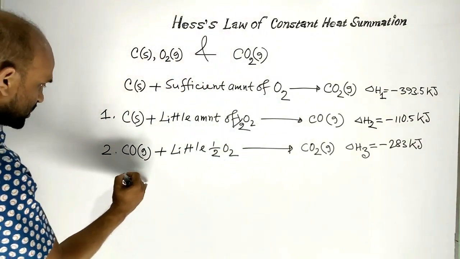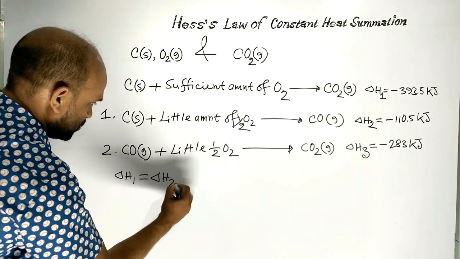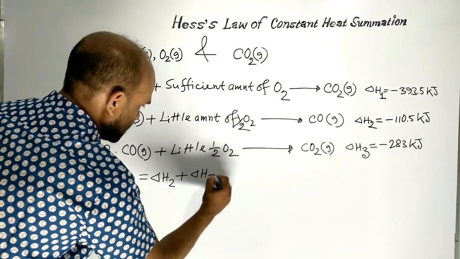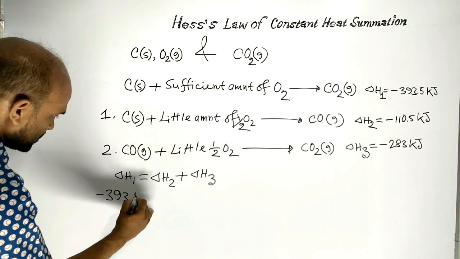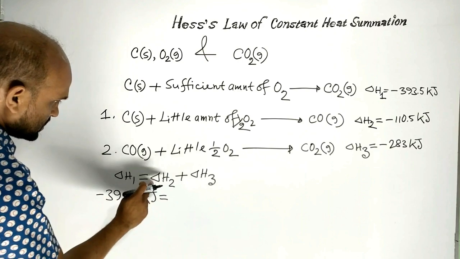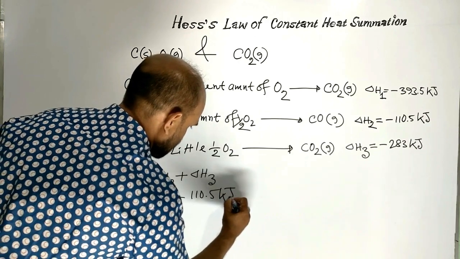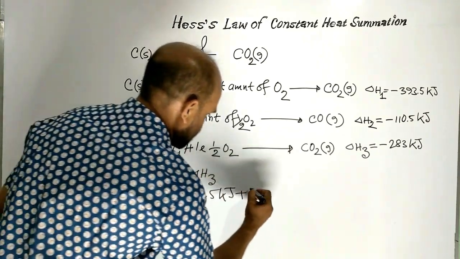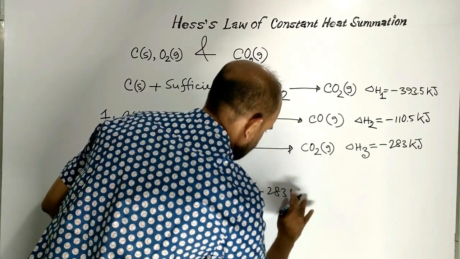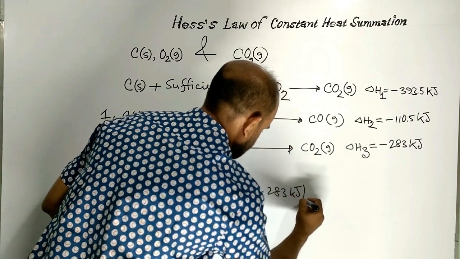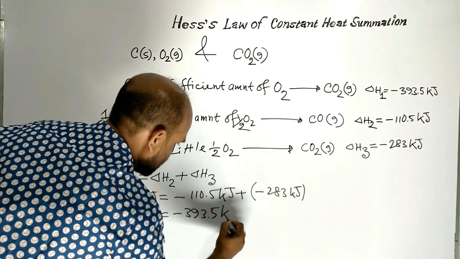According to Hess's law, we can write delta H1 is equal to delta H2 plus delta H3. Delta H1 is minus 393.5 kilojoule, delta H2 is minus 110.5 kilojoule plus delta H3, which is minus 283 kilojoule. That is, here minus 393.5 kilojoule.